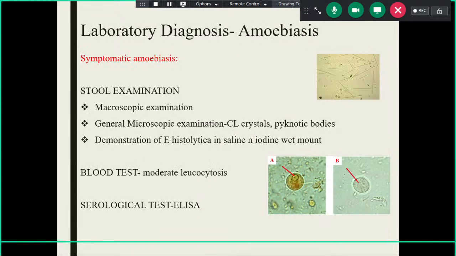Okay, coming to the lab diagnosis of amoebiasis, right? Now the patient can be symptomatic or non-symptomatic. In symptomatic amoebiasis, stool examination is done when the patient comes with a complaint of pain in the stomach or intestine, blood in the stool, and tenderness.